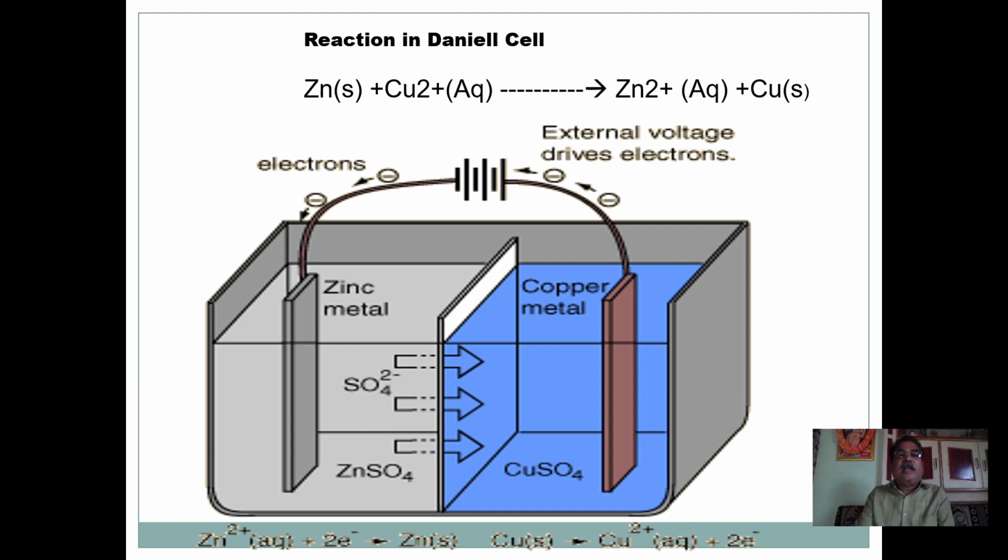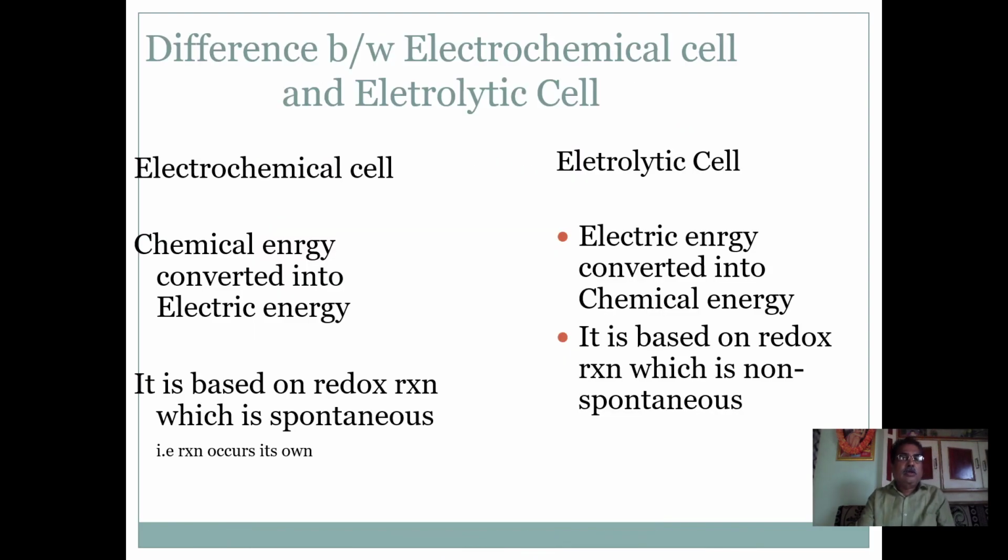Now the reaction in the Daniell cell. In the Daniell cell, a zinc atom reacts with Cu+2 ion to produce Zn+2 ion and copper solid atom. So in this reaction, zinc undergoes oxidation while copper undergoes reduction. Now the difference between the electrochemical cell and the electrolytic cell.